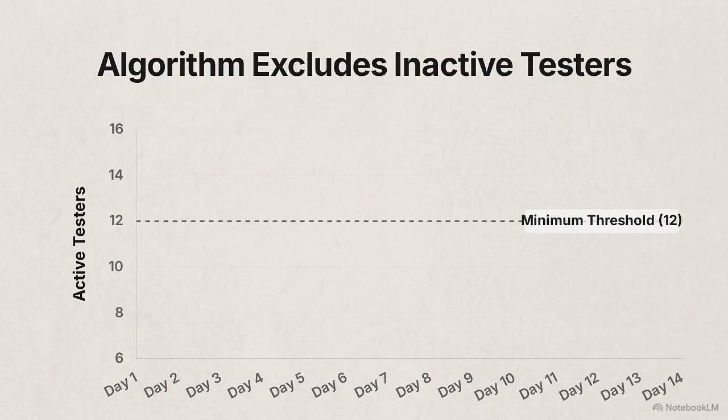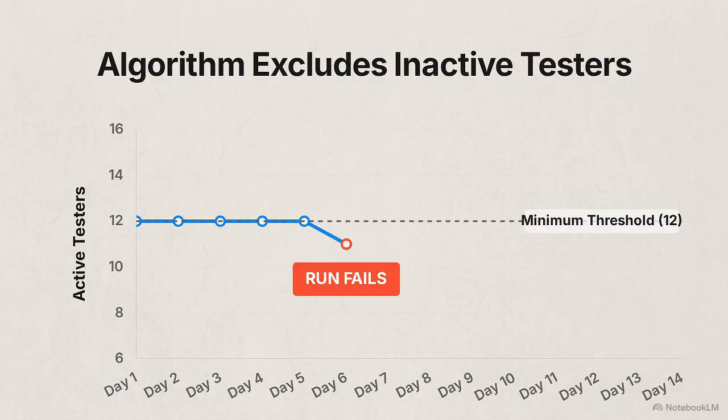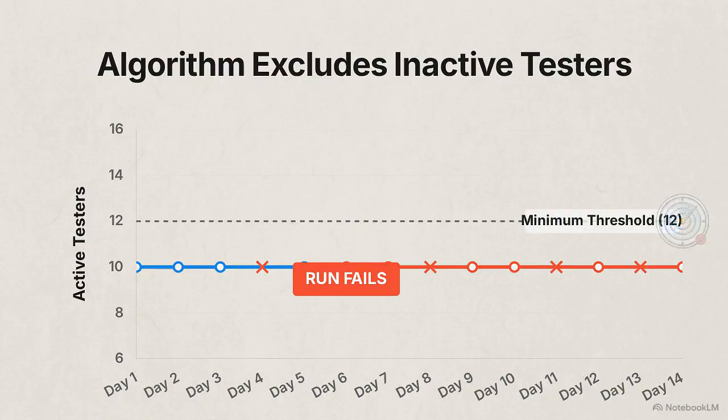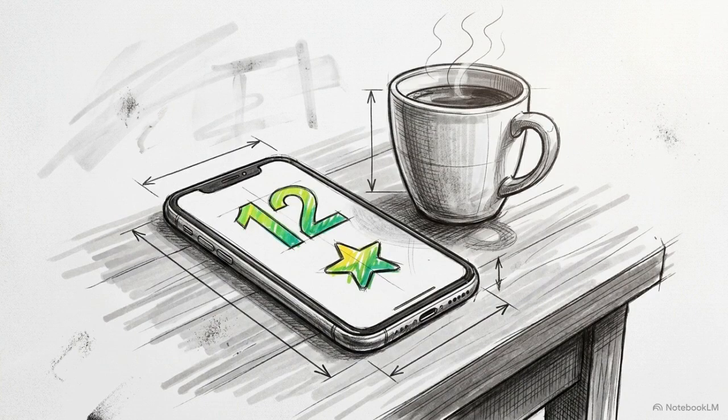This chart tracks tester count. If it drops to 11 for a fraction of day 6, the run fails. Your dashboard might show 12 testers, but Google's algorithm silently excludes inactive accounts, dropping your accepted number below the threshold. If your count stayed perfectly at or above 12, the issue was tester quality.